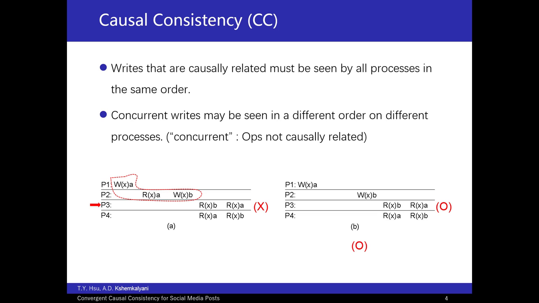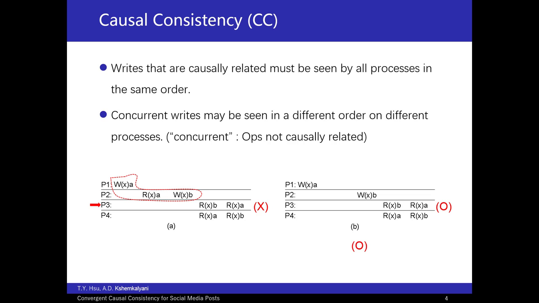Causal consistency defines causally related write operations must be seen by all the processes in the same order, but concurrent write operations may be seen in different orders on different machines. If the two write operations are causally related, which means the one write operation comes after a read operation, that read operation returns the value of the other write operation. So let's see two examples.